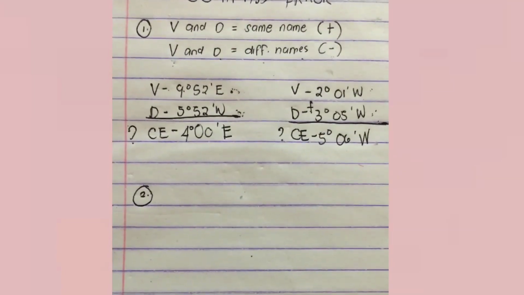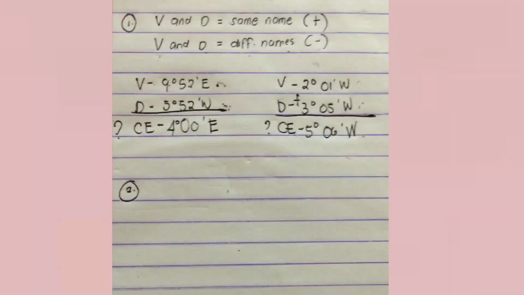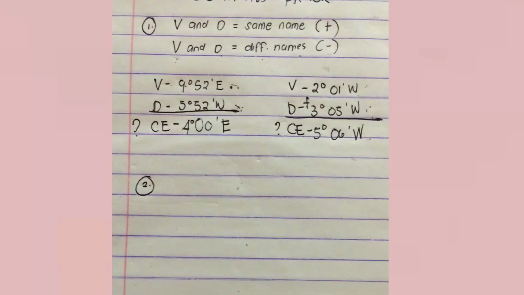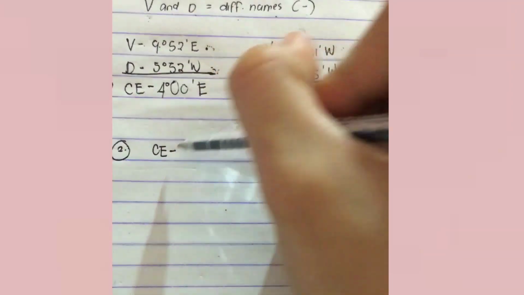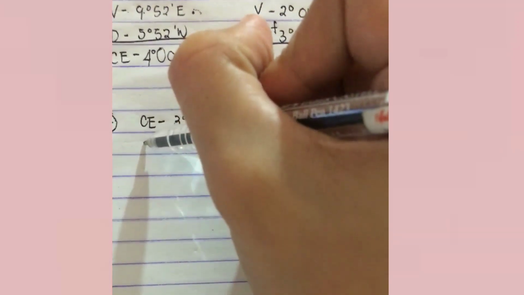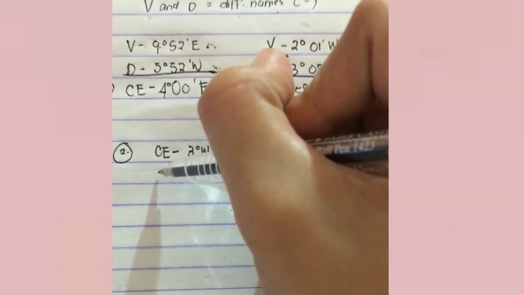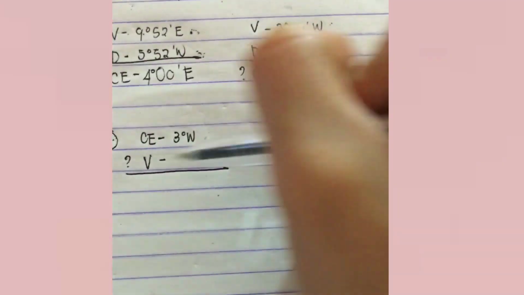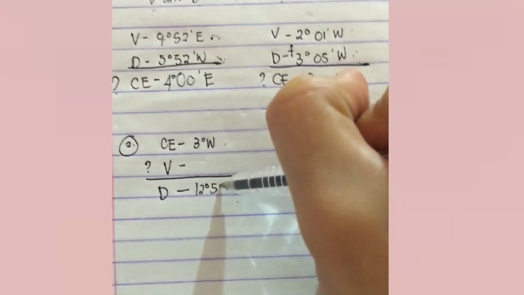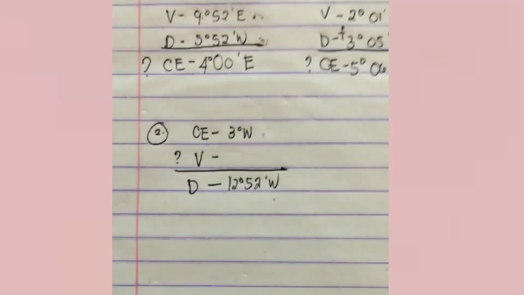Now, what if variation is the missing value, and the deviation and the compass error are given? I will show you an example. For example, we have our compass error, which is 3 degrees west, variation is unknown, and the deviation is also given, 12 degrees and 52 minutes west. So what should we do?